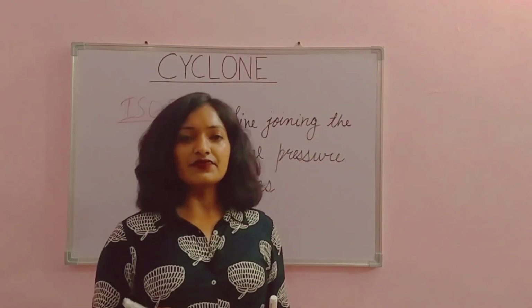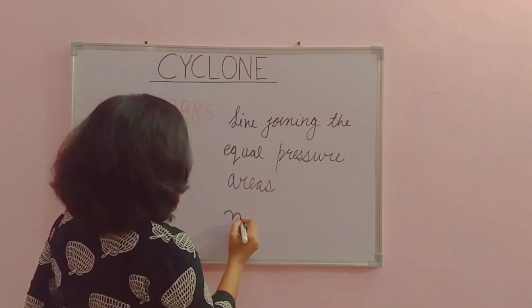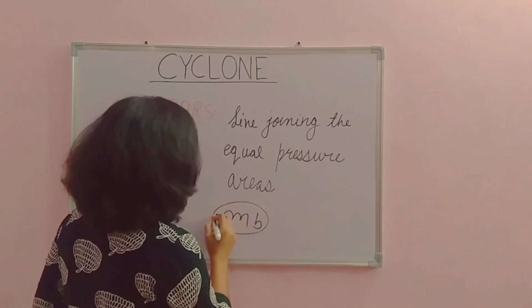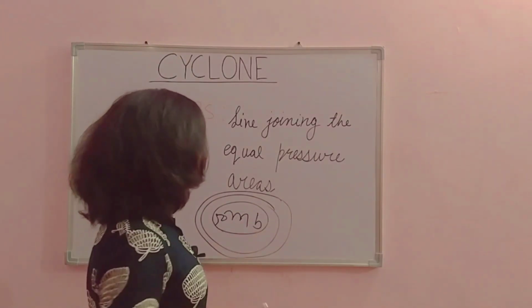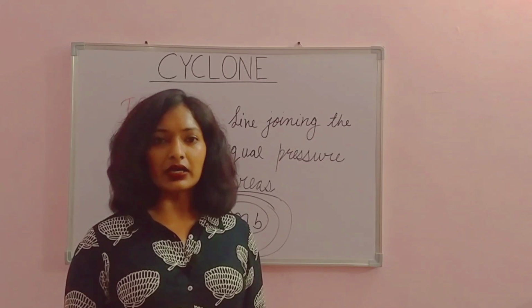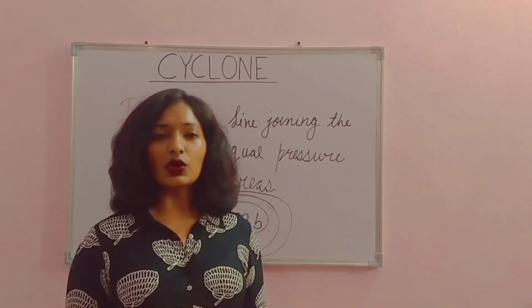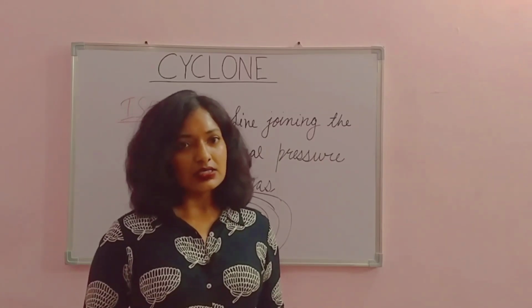That means the lines which are joining, for example, if it is 50 MB, the lines which contain 50 MB will join, then again 1000, then again 1500 and so on. And the direction of the cyclones is in such a way that it moves anti-clockwise in the northern hemisphere and clockwise in the southern hemisphere.